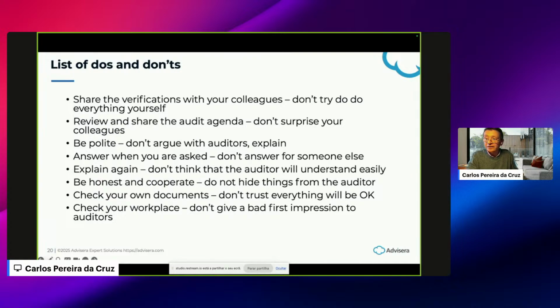This is very important. Don't answer for someone else. Sometimes people want to be nice, because the colleague is not there, and they may provide a wrong answer because they don't know, because the procedure changed, and because they are not the ones doing it. So don't answer for someone else. Explain again. Don't think that the auditor will understand easily. Be honest and cooperate. Do not hide things from the auditor. Check your own documents. Don't trust everything will be okay. Check your workplace. Don't give a bad first impression to auditors.